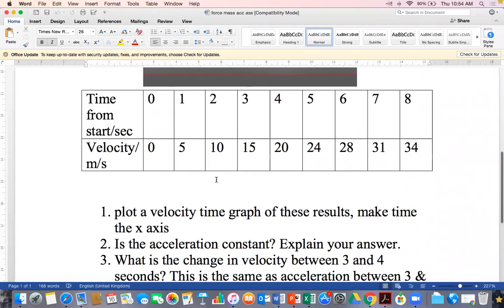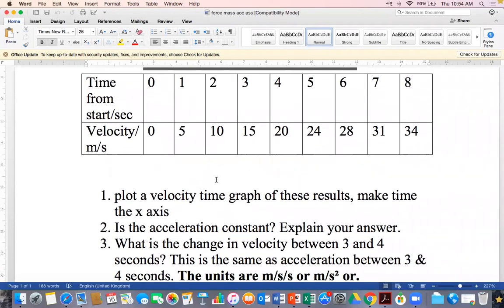At 3 and 4, it is constant. Yes, constant acceleration. And then towards the back, it's not constant. The speed it increases is much faster. 31 to 34 is not a very big difference. Correct.